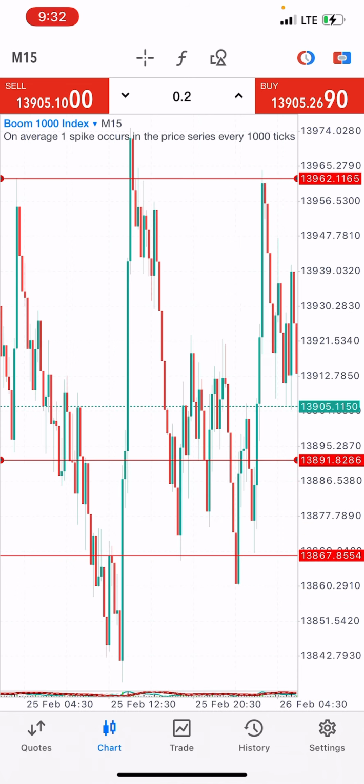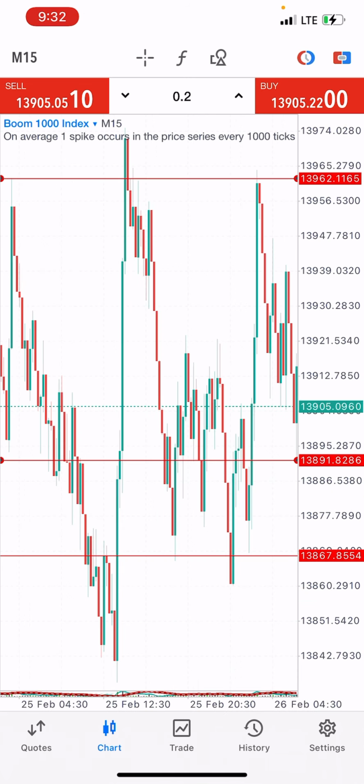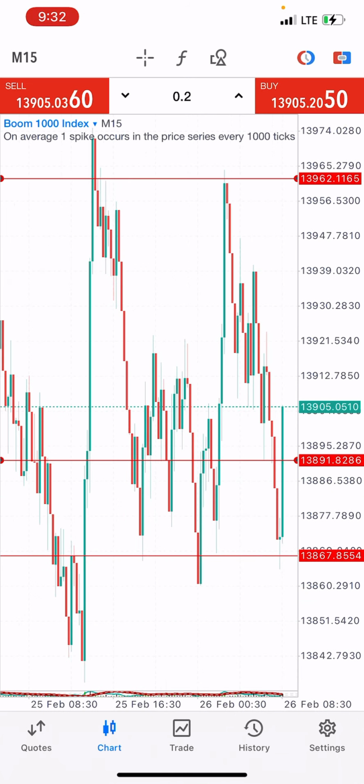I'm gonna do a video for this, teaching you how to catch spike using support and resistance level. Stay tuned for the video, but this will just be an intro to that.